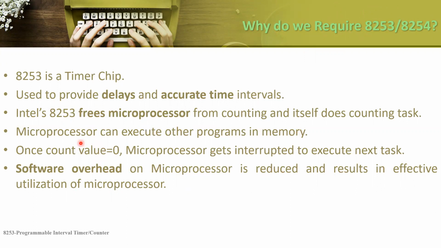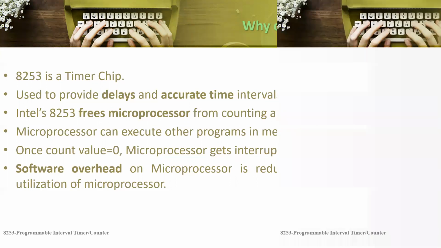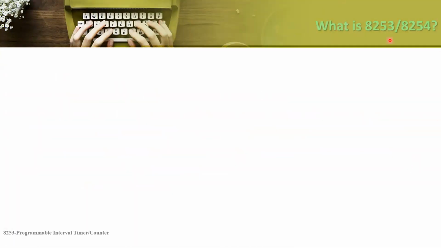Once the counting starts from the highest value to the zero value, the microprocessor gets interrupted so that it can come to know that now the microprocessor has to execute the next task or has to perform the next counting.